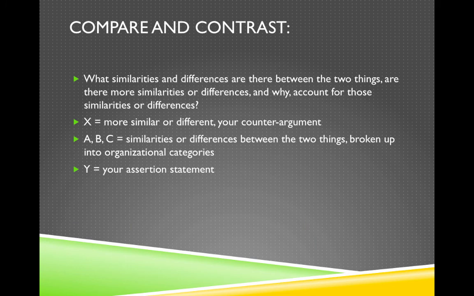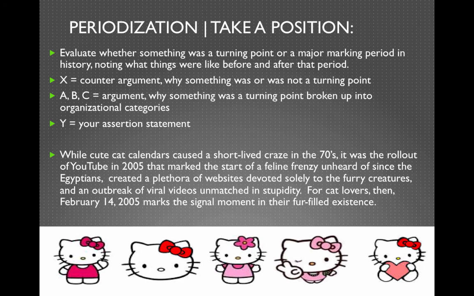I'm not going to go into the compare and contrast because we did that with the Cy-Fair Cy Creek essay, but this does break it down a little bit more generally. And let's look at periodization, to take a position. So my counter argument here is that cute cat calendars caused a short-lived craze in the 70s. But it was the rollout of YouTube that really got people fanatical about cats. And so how are you going to prove that?